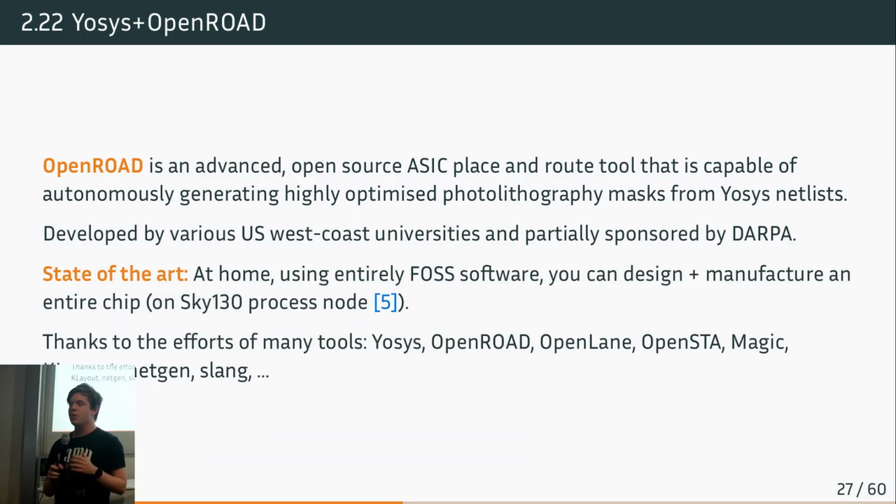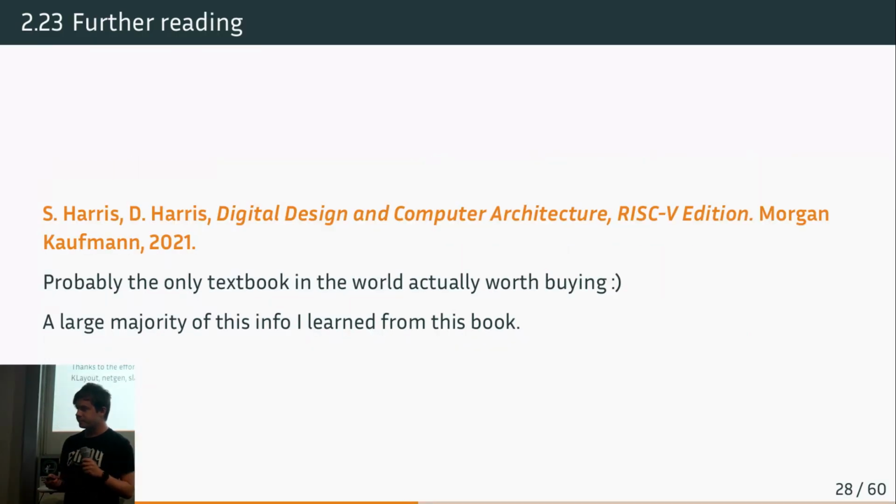The state of the art, though, is that basically at home, using entirely free and open source software, you can design and manufacture, or have manufactured, an entire chip using Skywater Technologies' 130 nanometer process node. And this is an amazing result and is only thanks to some of the many tools that are listed here, which are all open source.